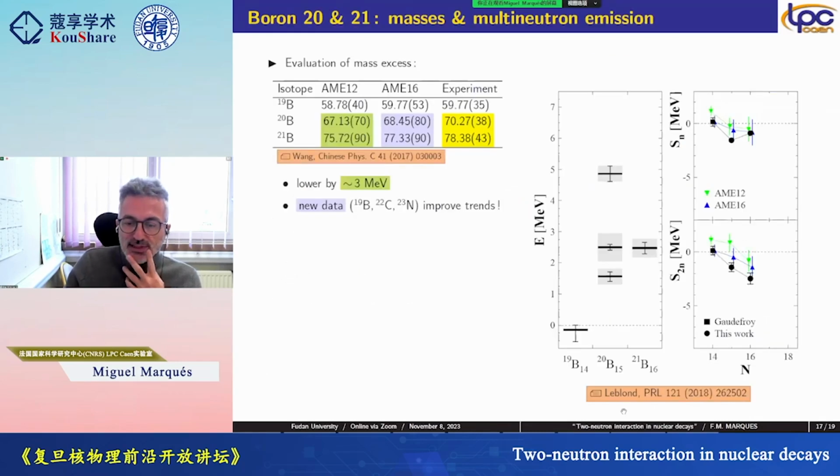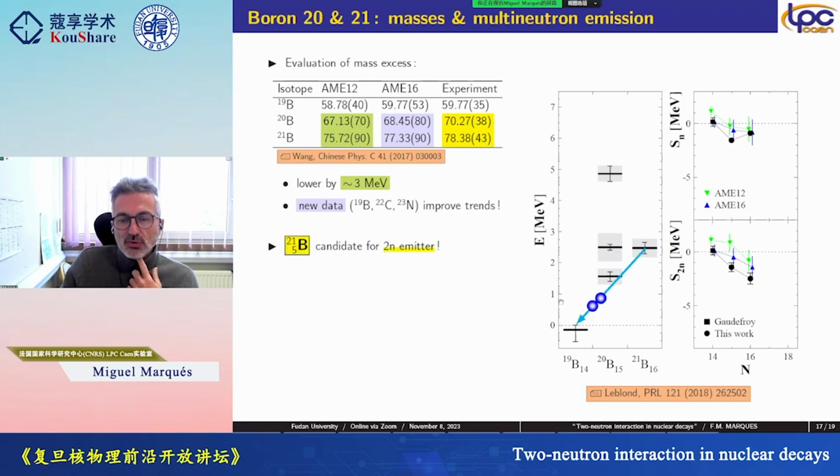So this is work from Sylvain Leblanc that we published in 2018. There are some interesting things in the mass of these systems, but if some of you are interested, you can ask. But I will concentrate on the emission part of the results. So these were our results. This is the bound state of boron-19. We found 3 states in boron-20, so boron-19 plus 1 neutron, and we found only 1 state in boron-21 that decays 2.5 MeV to boron-19 plus 2 neutrons.